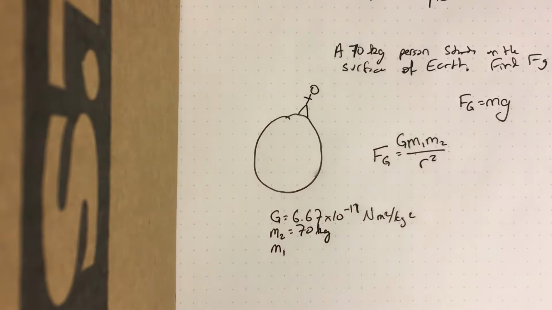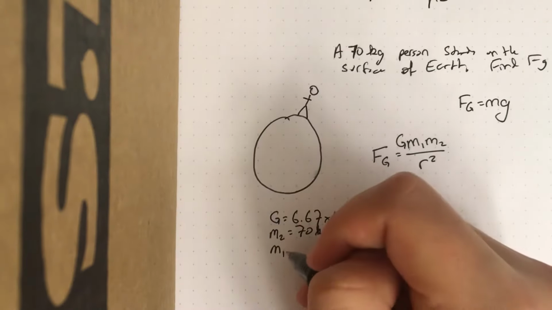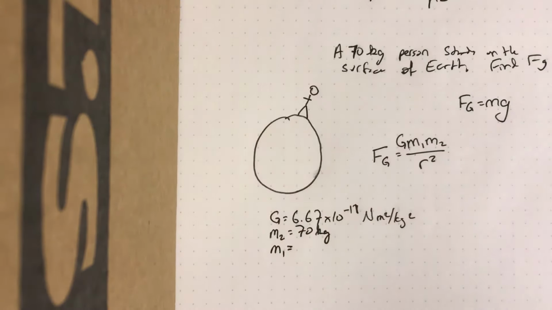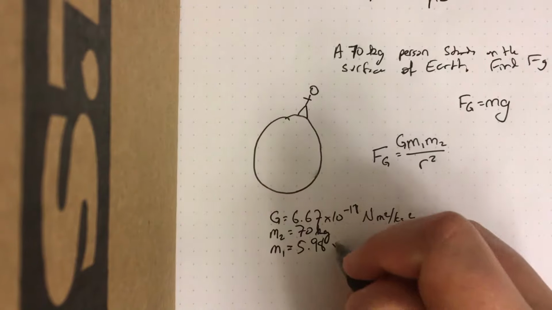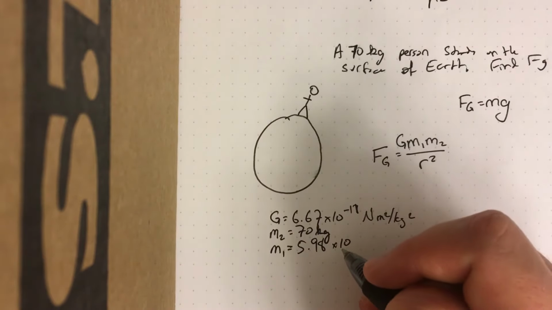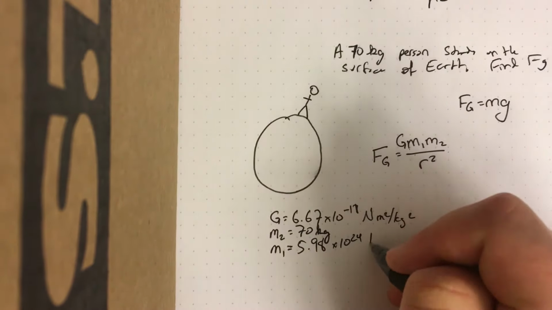Now, the mass of the Earth, I didn't bring my book over here. Pardon me for one second. So this is something I'd have to either give you, or it's also in the front part of your book, and I'll give you in class a paper that has all these constants in it. But the mass of the Earth, if I look it up in my book here, is 5.98 times 10 to the 24th kilograms.